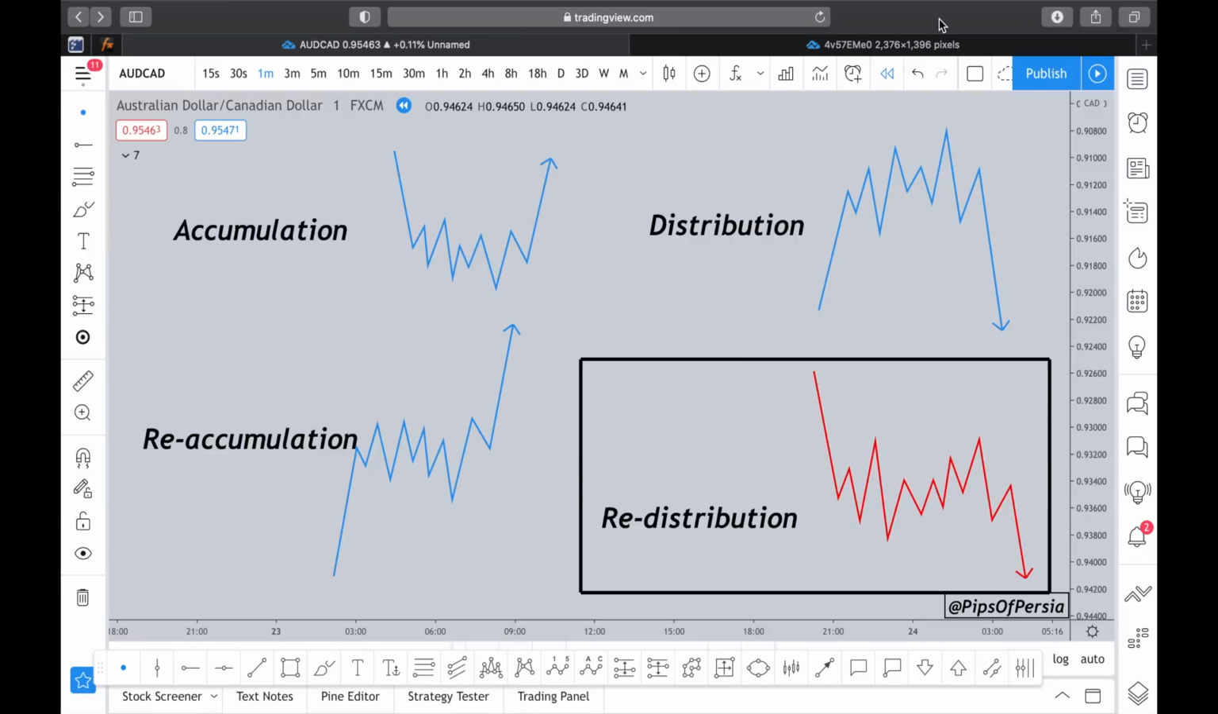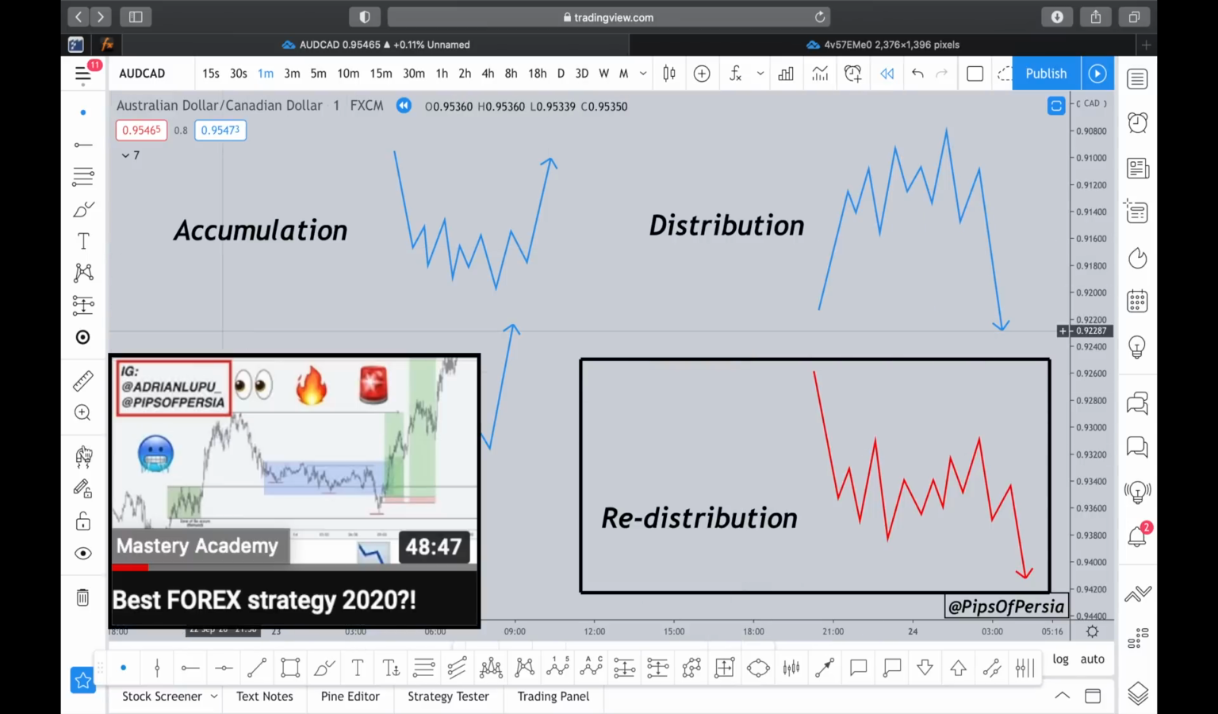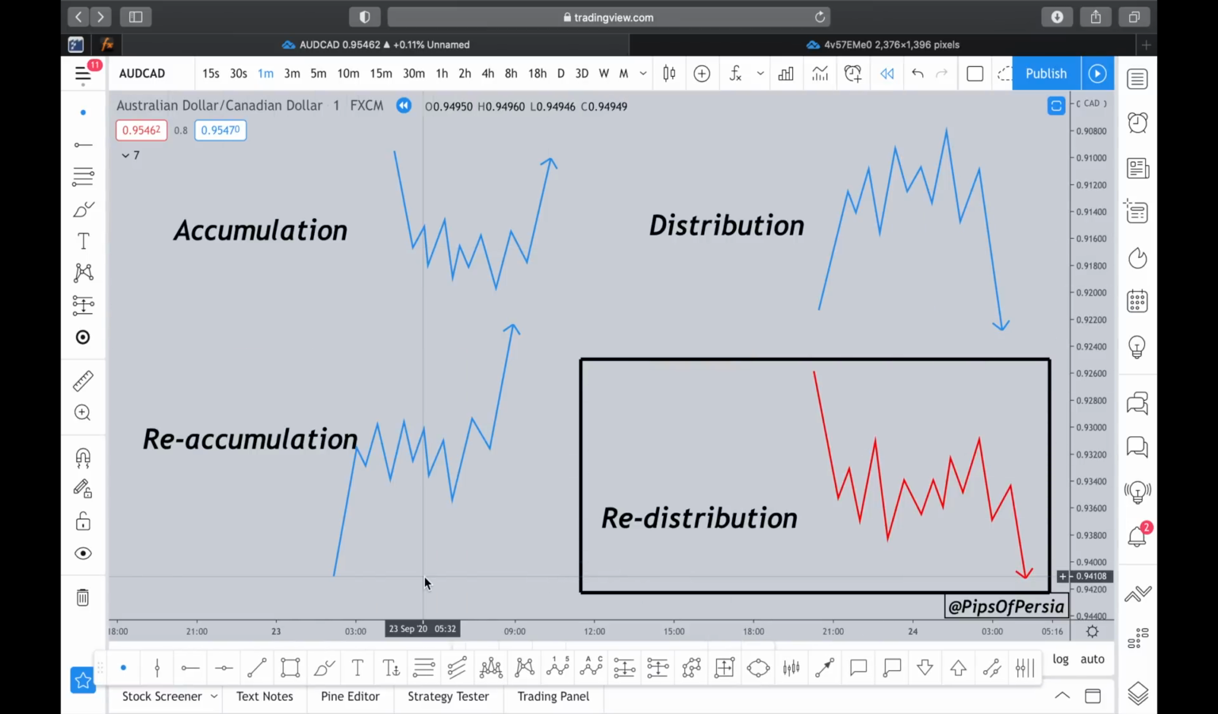Pips of Persia here. In today's video, we are finally going to go through a concept that a lot of you have been asking for. Not a concept, perhaps the last piece of the puzzle of Wyckoff, or whatever you want to call it, which is redistribution. We've had many videos for accumulation, distribution, and re-accumulation. I'm going to be leaving links down in the description in an order for you to watch for them to make a little bit more sense.